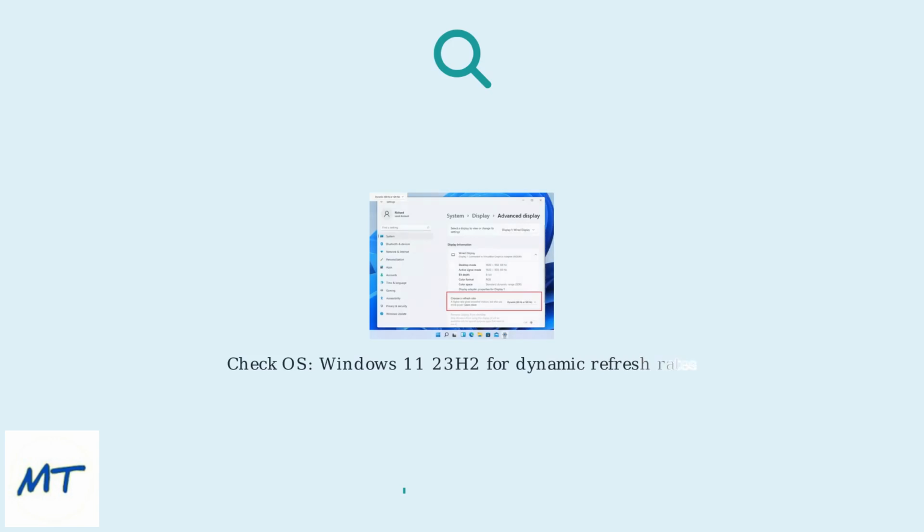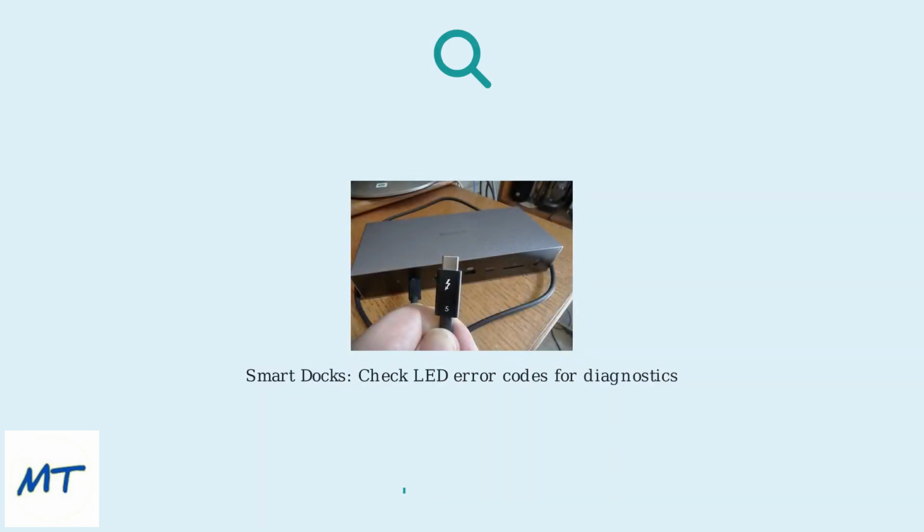Verify operating system compatibility. Windows 11 version 23H2 supports dynamic refresh rates, which reduces display flicker on connected monitors. Look for Kensington's smart dock models with built-in diagnostic LEDs. These lights blink error codes to quickly identify connection or power issues. Prioritize software updates over hardware replacements, as 80% of docking station issues are software-related, according to experts.